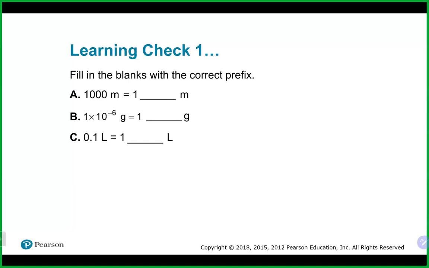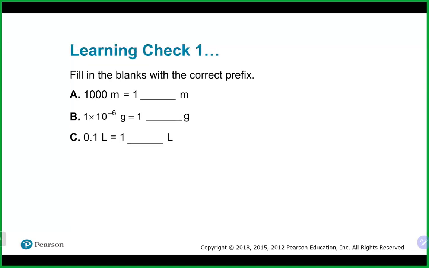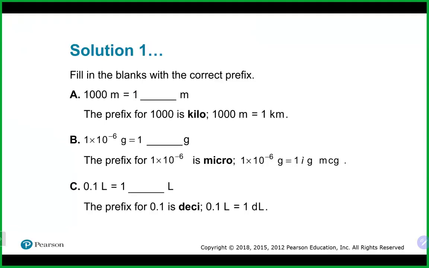Okay. So we looked at some of these conversions here. So let's take a look at these. So we have 1,000 meters is equal to 1, and that would be kilometer, right? Kilo is 1,000 or 10 to the 3. We have 10 to the minus 6 grams is equal to 1 microgram. Microgram is 10 to the minus 6 on that chart.